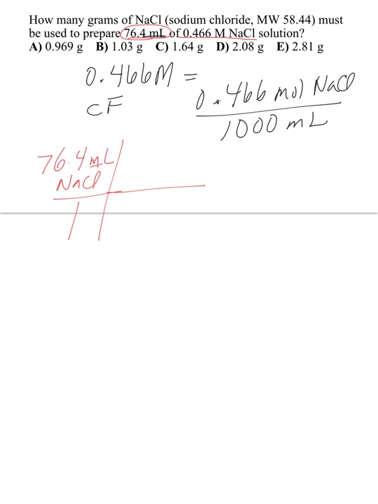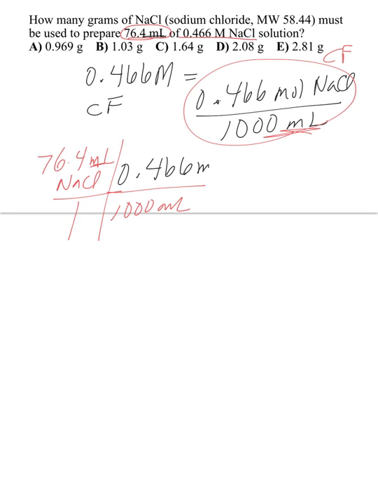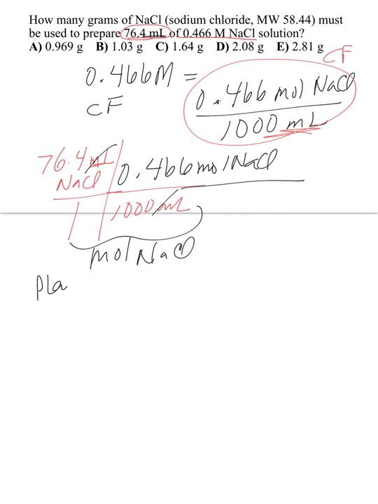And then you want the milliliters on bottom. So here's your conversion factor. So 1,000 milliliters, 0.466 mole. Now we have mole of sodium chloride. So where we're at here, because this cancels out, we are at mole of sodium chloride. So in your plan, you can go from milliliters of sodium chloride to moles of sodium chloride by using molarity.